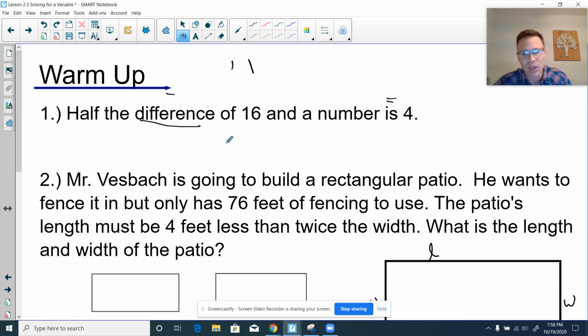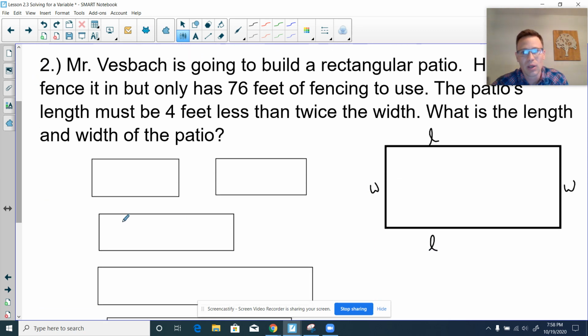That difference. So the first thing I'm going to write down in parentheses is the difference of something. And remember, when we use this word difference, whatever comes after has to be in the exact order that it appears. So it's 16 and a number, and that's going to be equal to 4. Then I go back to the beginning: half of this difference. So the difference happens first, then I take half of that. You could have put 0.5 there, but this will do the same thing. This equation now says half the difference of 16 and n equals 4.